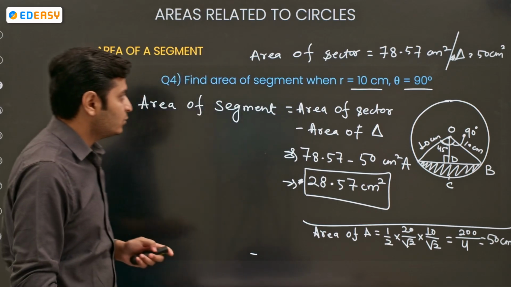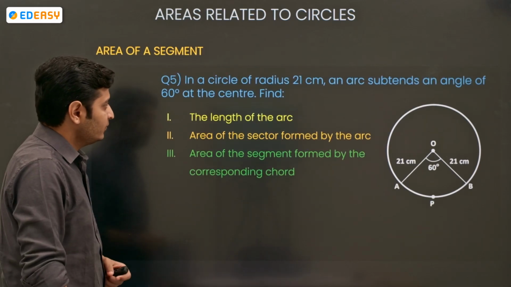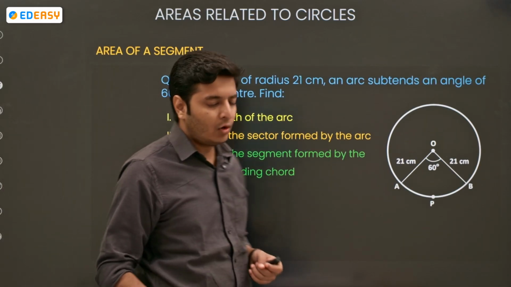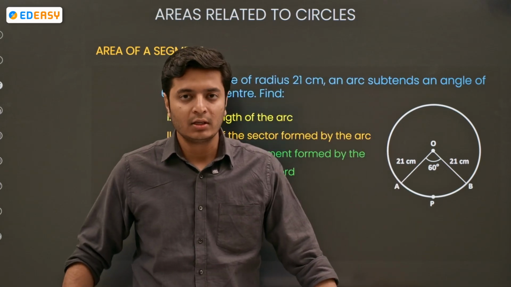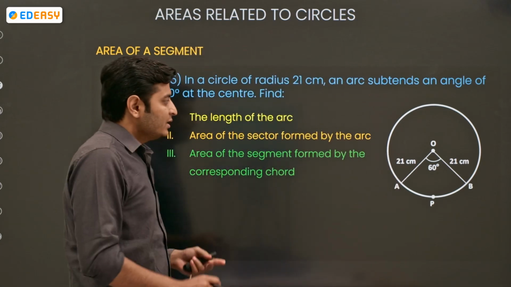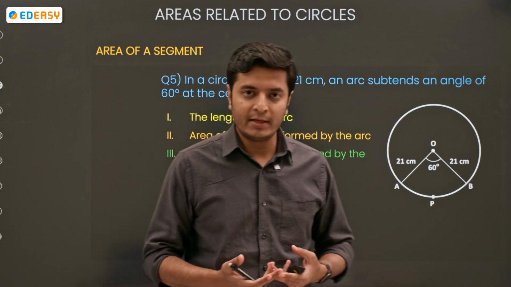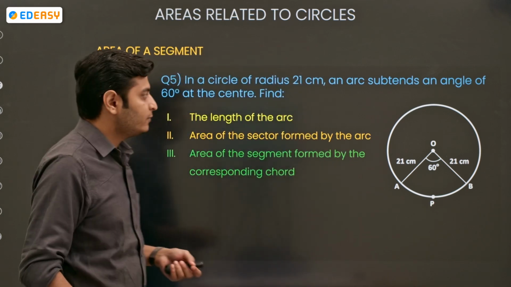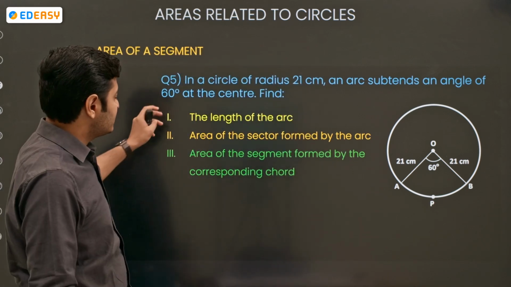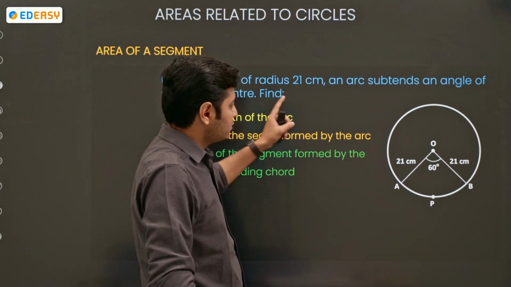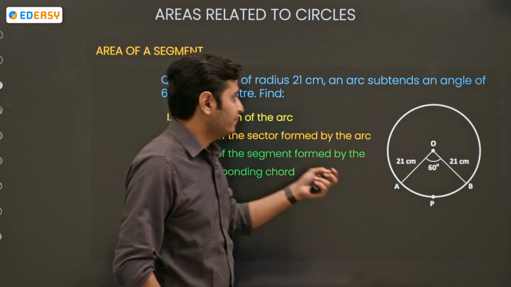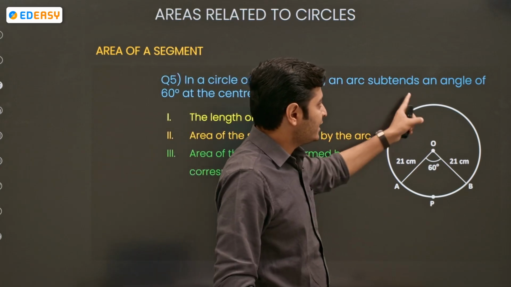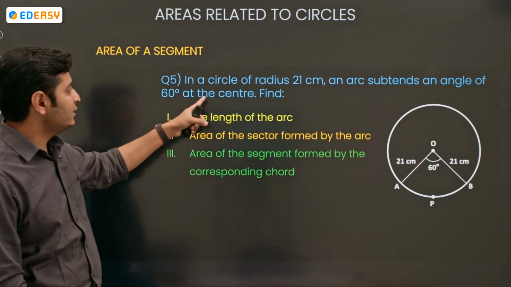Okay, let's see one more problem. It's a very different one, not difficult, I shouldn't have used the word difficult, different I should be using. Same approach we are going to apply, but this time we need to find three things. Look at this statement. In a circle of radius 21 centimeter. Okay, circle is given, radius is given 21 centimeter. An arc subtends an angle of 60 degrees at the center.